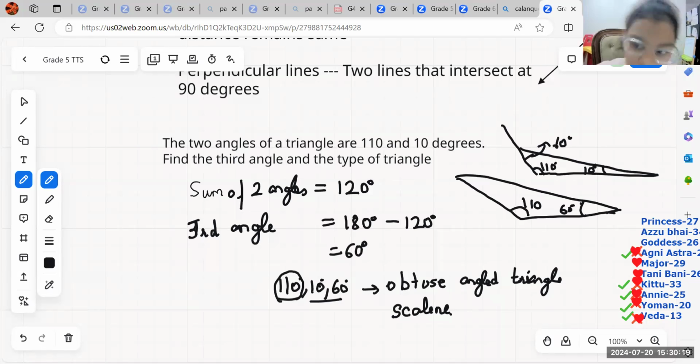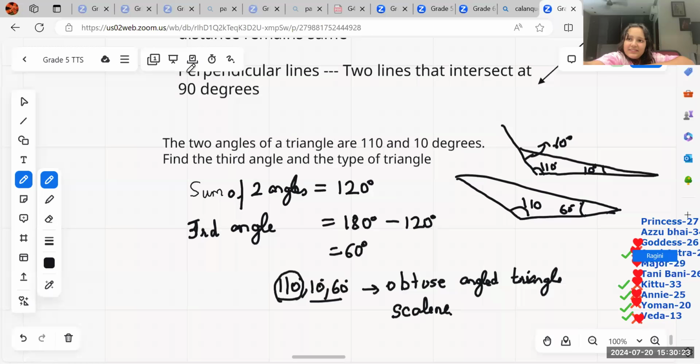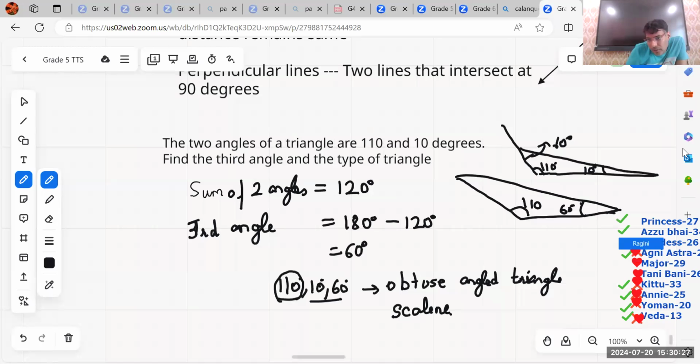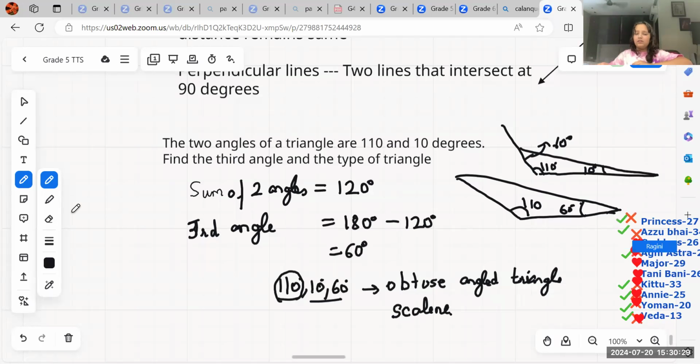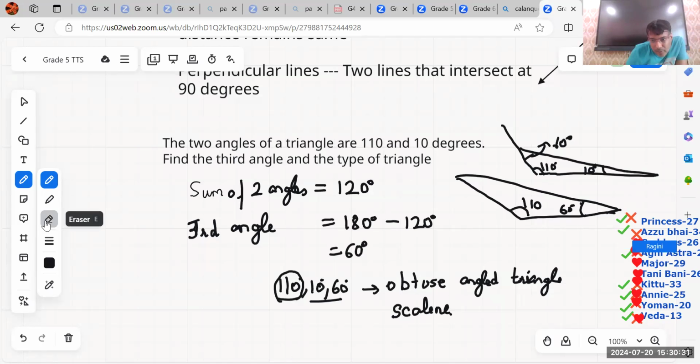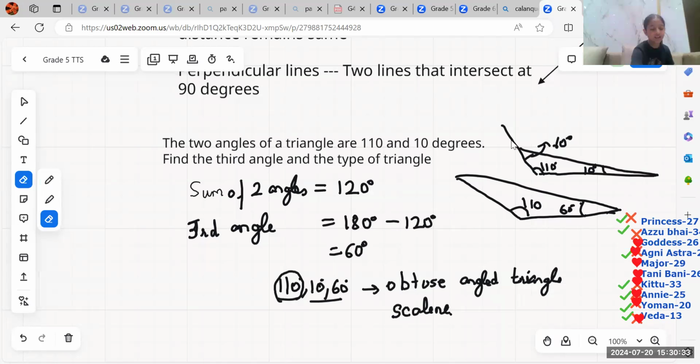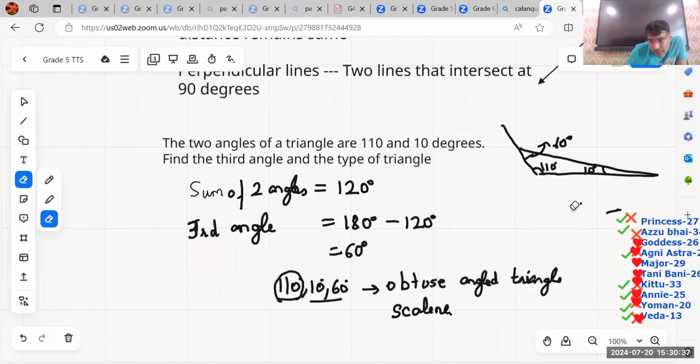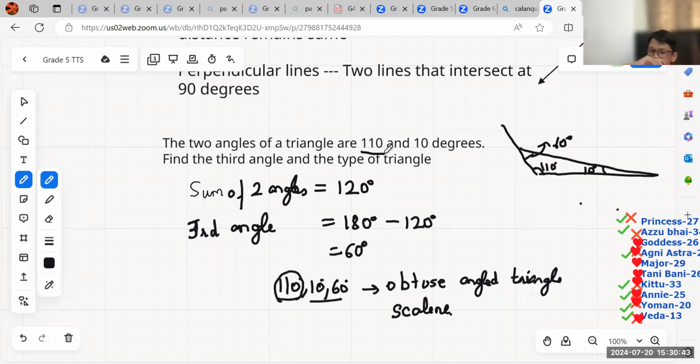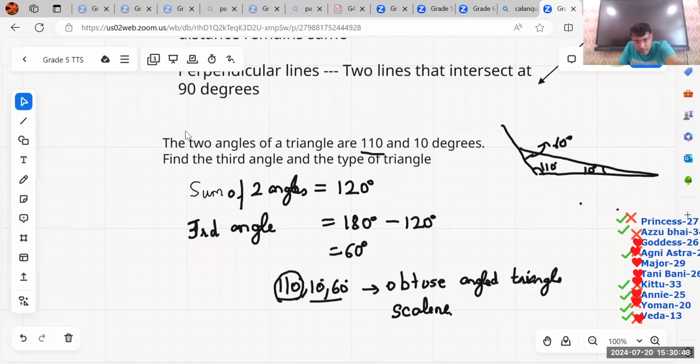Got it? Yes, sir. Sir, can you show the right angle now? Right angle I am showing. But everyone understood? Yes, sir. तो प्रिंसेस, अजू भाई, आपने क्या भेजा? I also sent a cute angle. नो बेटा, इसमें एक एंगल ऑब्ट्यूज हो गया ना, पहले से ही दिया हुआ था. Yes, sir. So it is going to be obtuse angle.